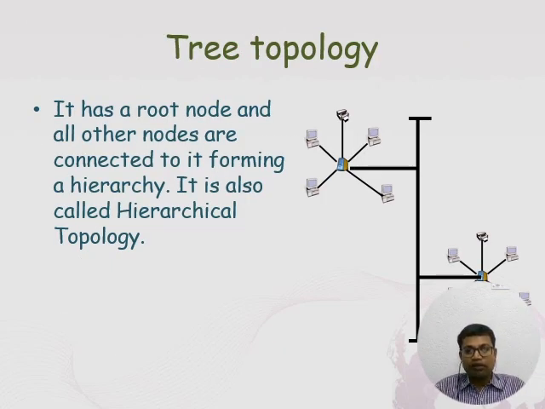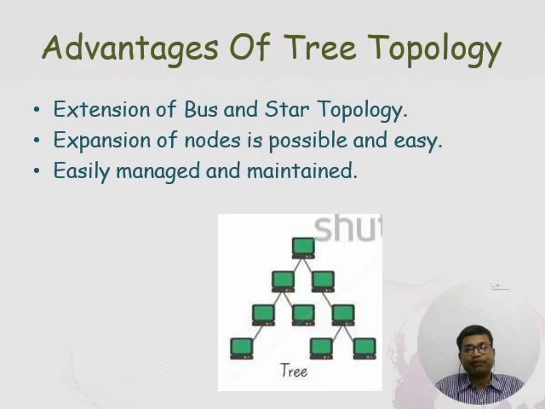In tree topology, there is a single root node, and the expansion looks like a tree. It has a root node, and all other nodes are connected to it, forming a hierarchy. Therefore it is also called hierarchical topology. Advantages of tree topology: it is an extension of bus and star topology, expansion of nodes is possible and easy, and it becomes easily managed and maintained.